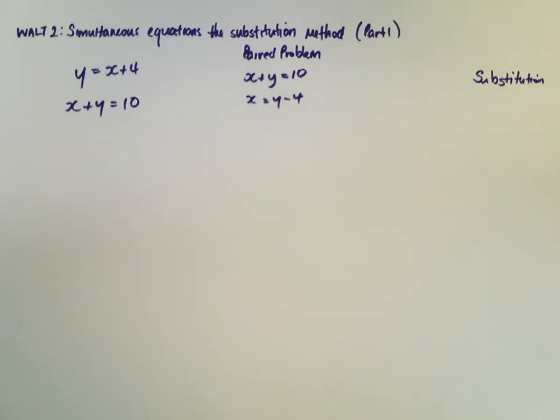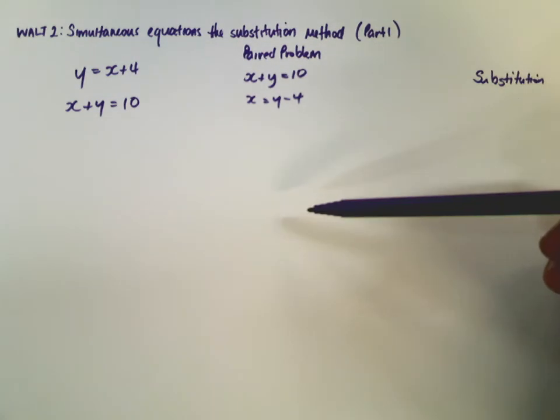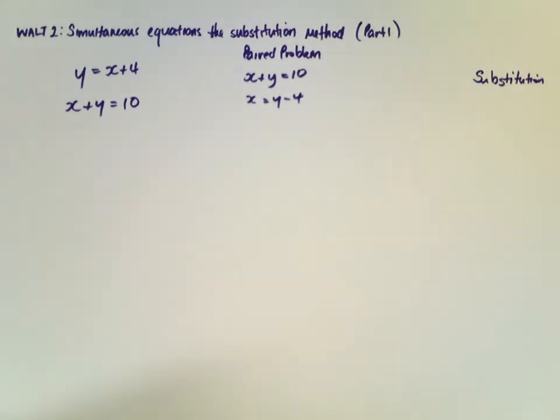For you guys to study. And of course this time we've moved past Walt 1 and we're on to Walt 2, in which we are looking at a different method. It's called the substitution method. So what I'm actually going to do today is go through this question here and then this paired problem, and then if you look in the booklet you'll see that we have some different examples.